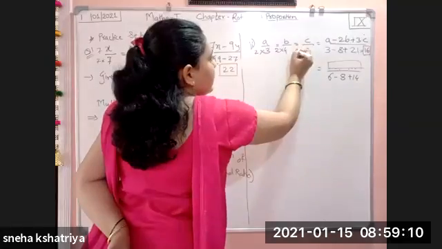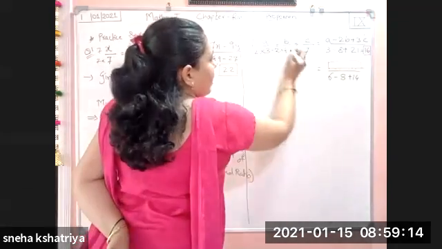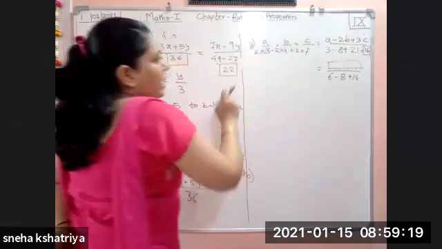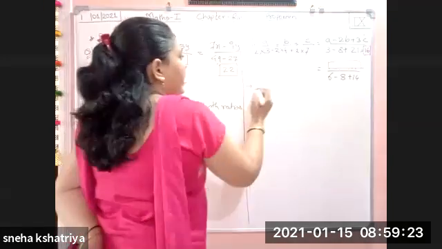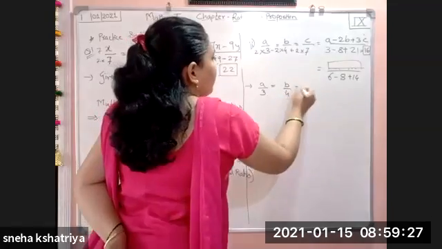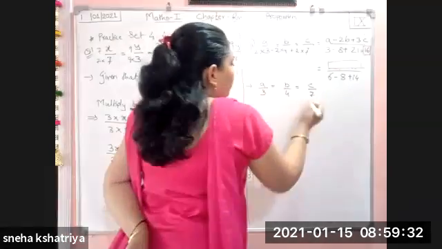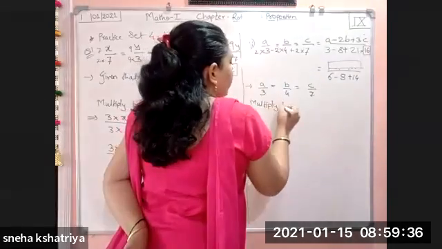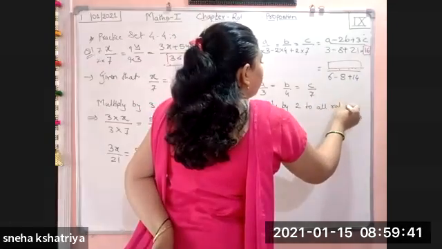How much again is it? 2. Here a minus sign is there, so here a minus sign will be there. Here a plus sign is there, so here a plus sign will be there. So for each ratio you have to multiply by 2. Here also 2, here also 2, here also 2. So here we can write a upon 3, which is equal to b upon 4, which is equal to c upon 7, multiply by 2 to all the ratios. Here we will write multiply by 2 to all ratios.